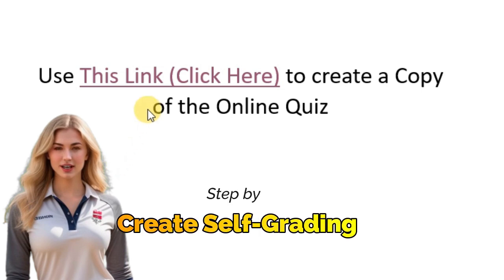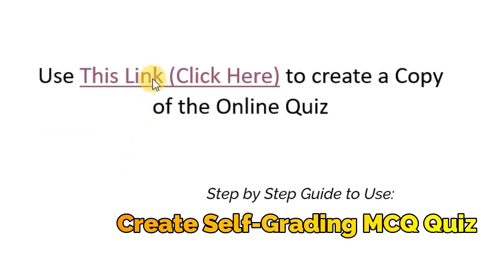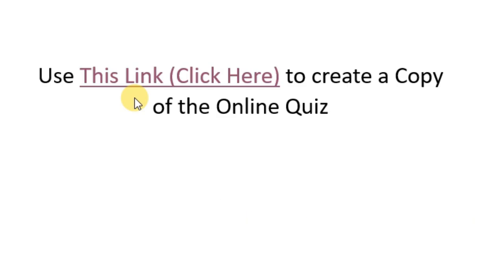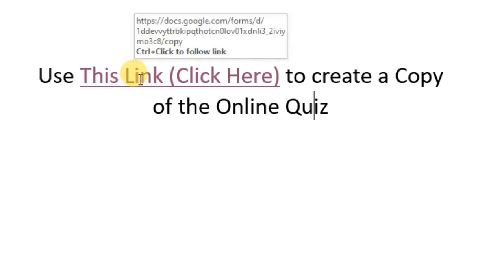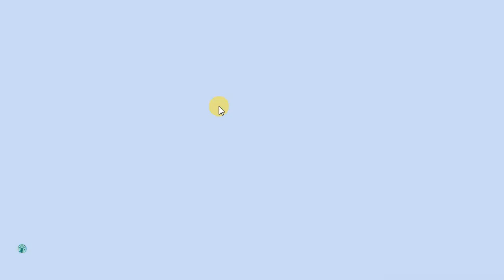Open the document containing the link to the form, hold the Control key on your keyboard and right-click on this link, or Command-click, then click here to open the link in your browser. You can even copy this link and paste it into the browser to open it. You may need to sign in to access your Google Drive.